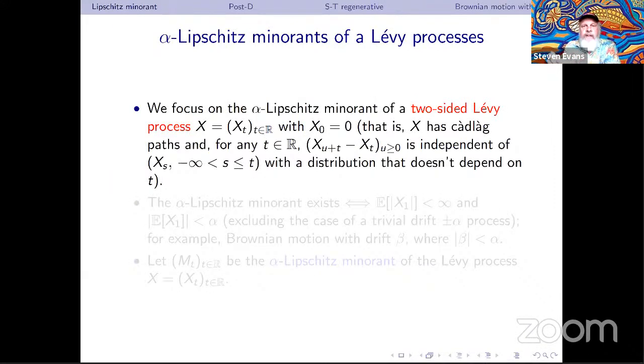Okay, so now let's bring in something stochastic. What we'll be interested in is the alpha-Lipschitz minorant of a two-sided Lévy process. So what do we mean by that? Of course, what we just mean is a stochastic process X that takes the value 0 at 0 with càdlàg paths and stationary independent increments.